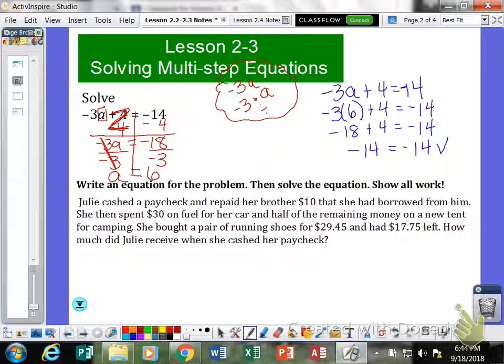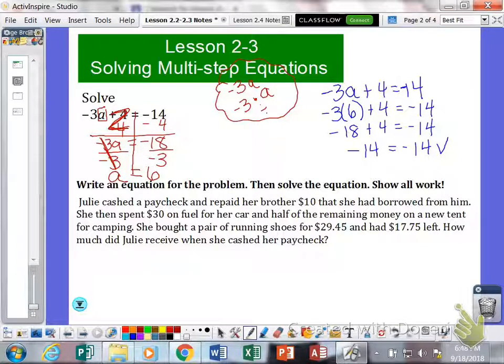Okay, write and solve. So Julie cashed a paycheck and repaid her brother $10 that she had borrowed from him. She then spent $30 on fuel for her car and then half the remaining money on a new tent for camping. She bought a pair of running shoes for $29.45 and had $17.75 left. How much did Julie receive when she cashed her paycheck?